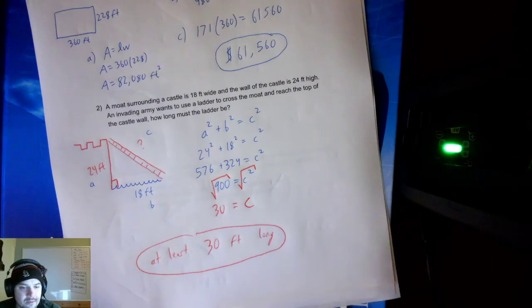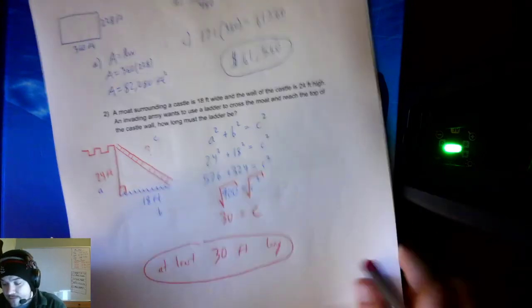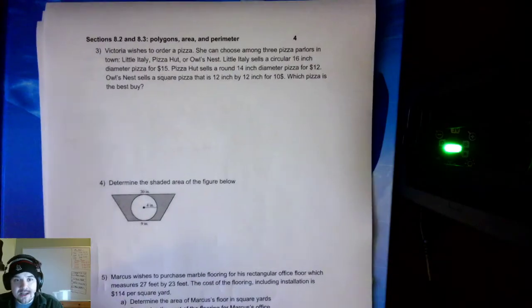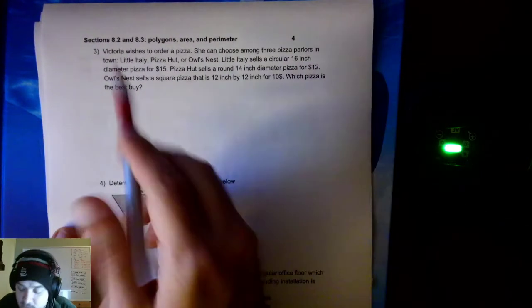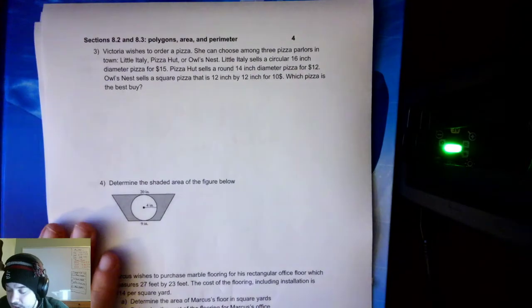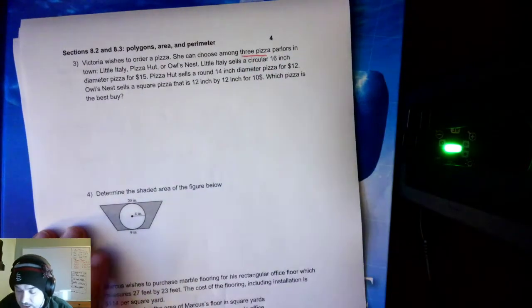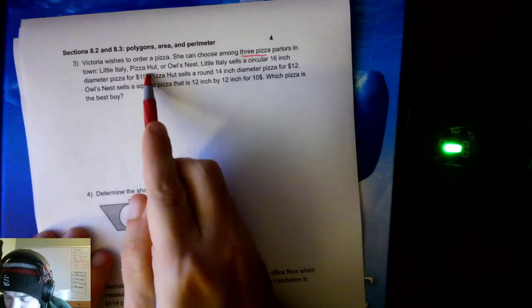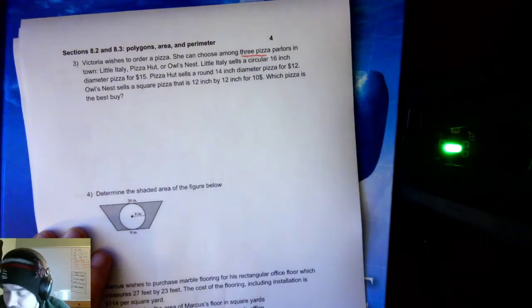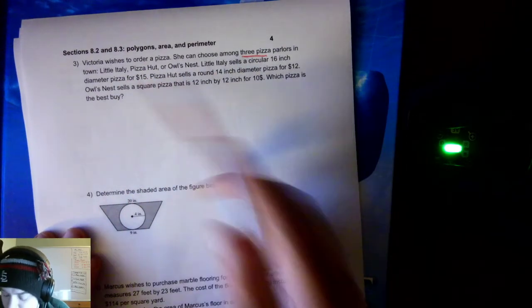So there's an example with the Pythagorean theorem. On the next page, we've got some more examples. The first one is about pizza. Victoria wishes to order a pizza. She can choose from among 3 pizza parlors in town: Little Italy, Pizza Hut, not anymore, or Owl's Nest. Let's see. So we got 3 choices.